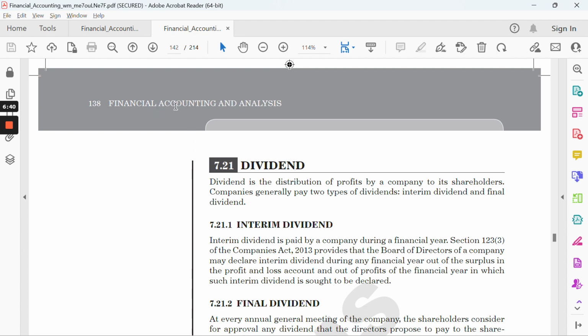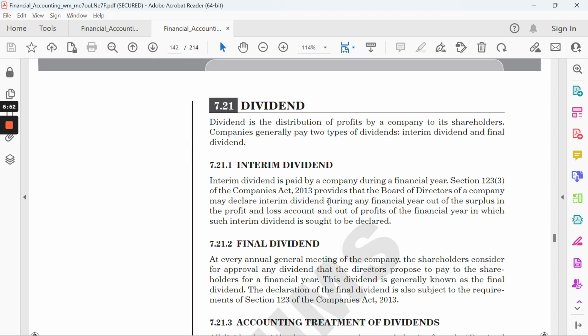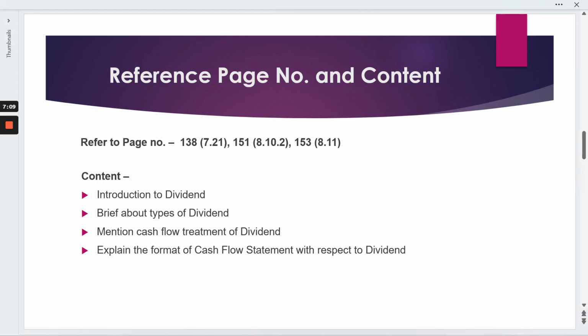Firstly, you need to go to page number 138, 7.21, where we are talking about dividend. You need to briefly explain that dividend is basically the distribution of profits to shareholders. Then we have two types of dividend, which you need to explain. One is the interim dividend, which is paid during the financial year, and the second one is the final dividend, which is proposed to be paid to the shareholders for a particular financial year, right? So these are the two types of dividend.